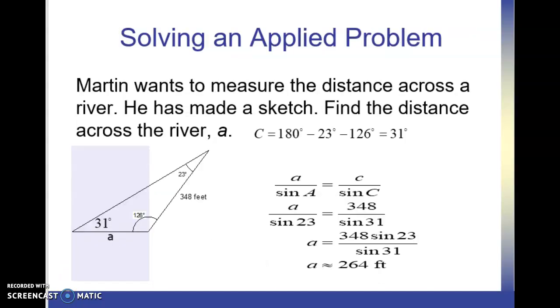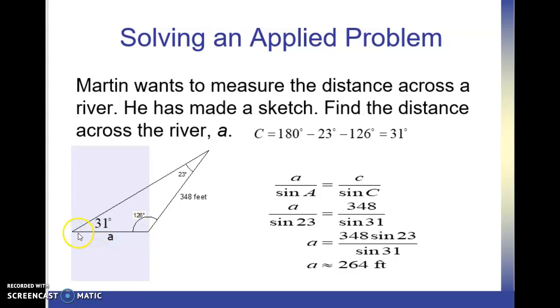Concluding with an application problem. Martin wants to measure the distance across a river. He has made a sketch. Find the distance across the river, A. As you can see from the diagram, the length of side A is the distance across the river.